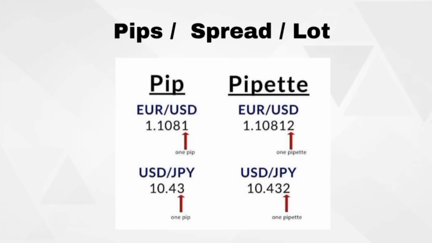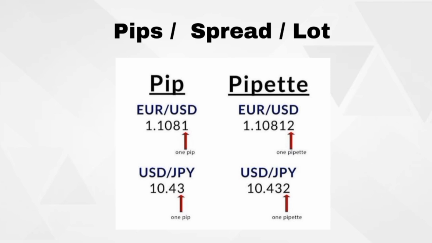Alright, so in this particular session we are going to be talking about pips, spread and lot. Pips is basically the movement in the forex market. Those ups and downs you see, the numbers going up, the numbers coming down, those are what we call pips. They are the movement in the forex market, and this is how you profit from the market.